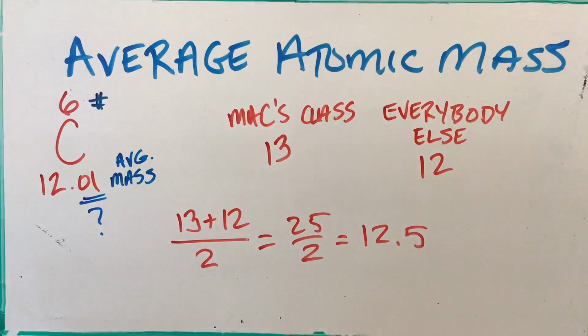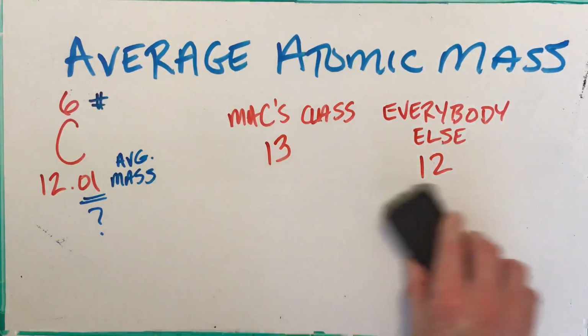Well, that is the average of 13 and 12. But if we look at it a different way and bring in the actual abundance, right, the actual number of quiz takers into it, it becomes a little bit different. So we will not be calculating average atomic mass like this, right? That's one way of doing it, but that's not accurate.